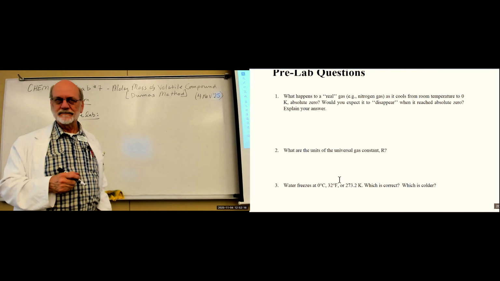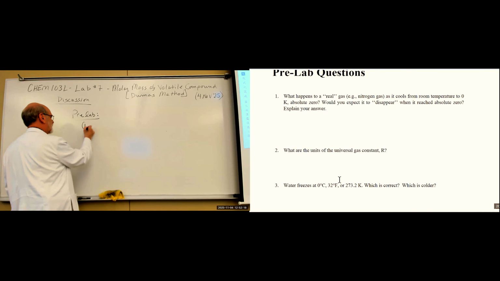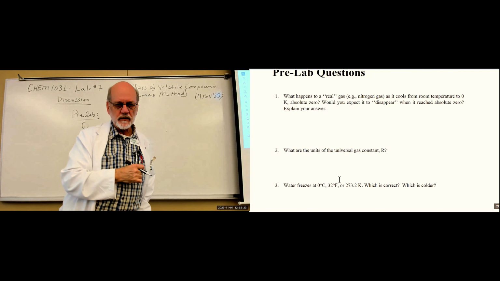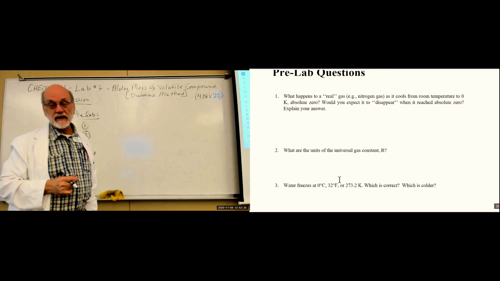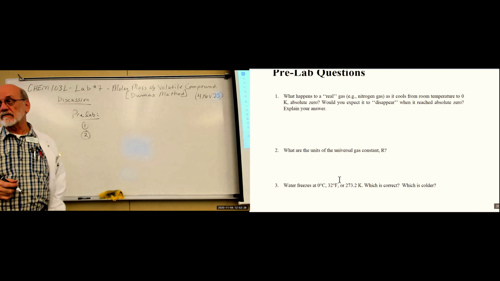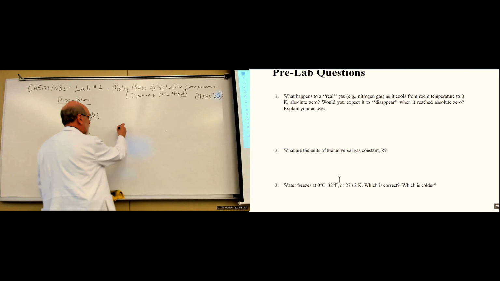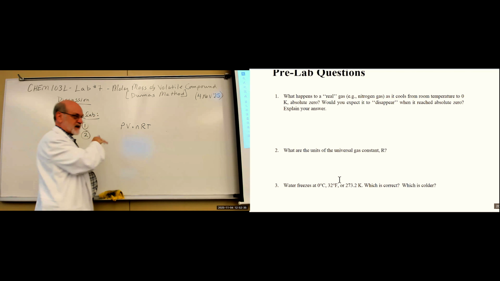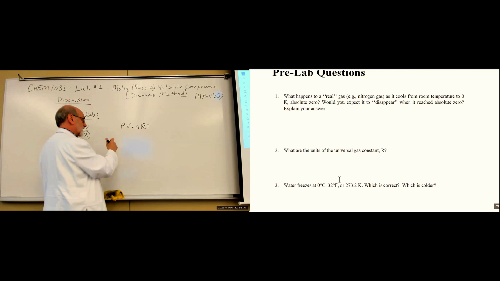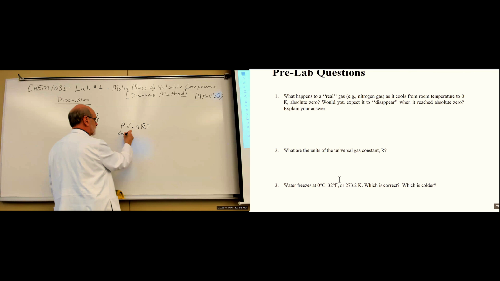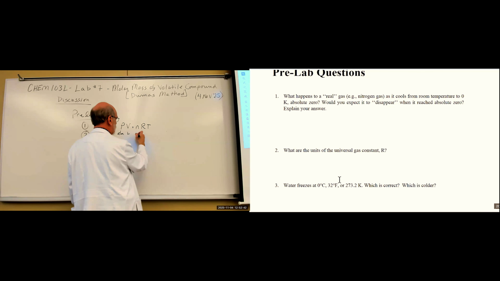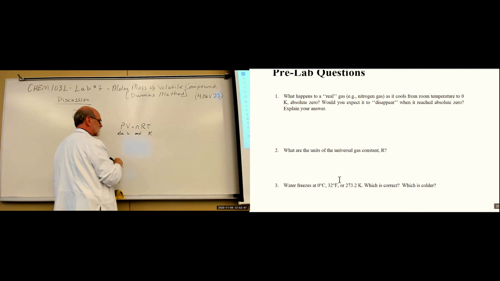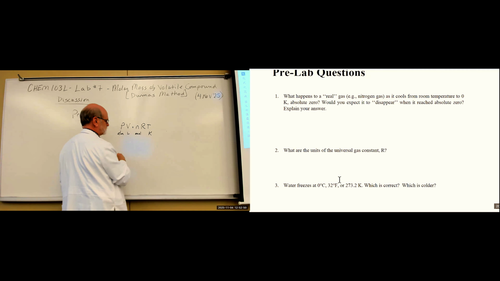That's one in narrative form. How about two? What does two say? What are the units of universal gas constant? Well, it depends on the calculation, right? If we have this one, and we're talking about gases only, usually this is atmospheres, that's liters, this is moles, and this is K. So R has to be in these units of measure.